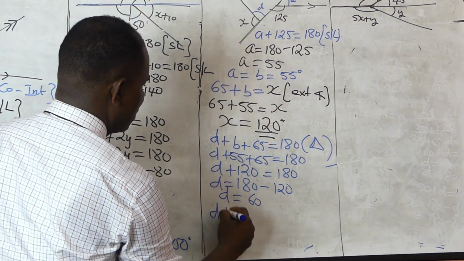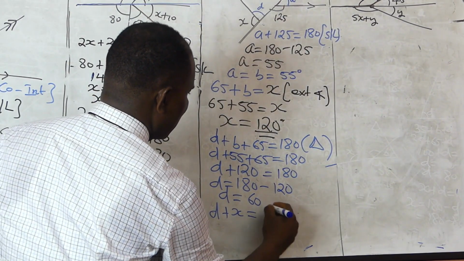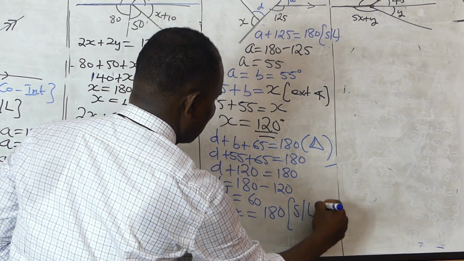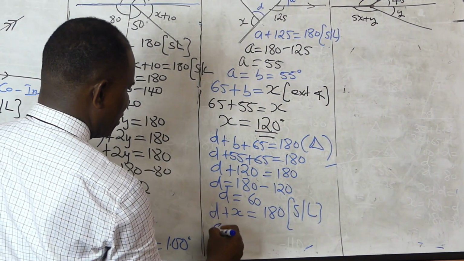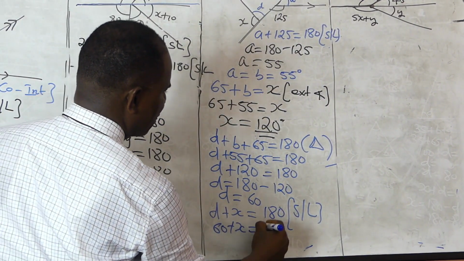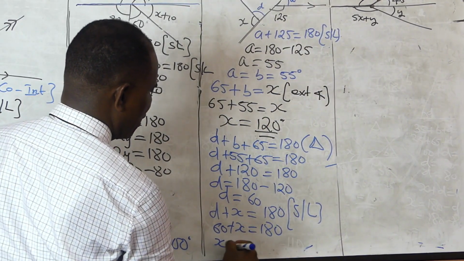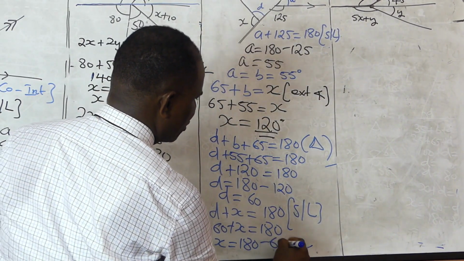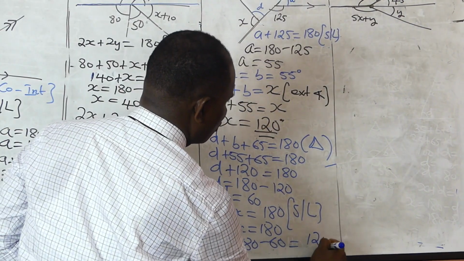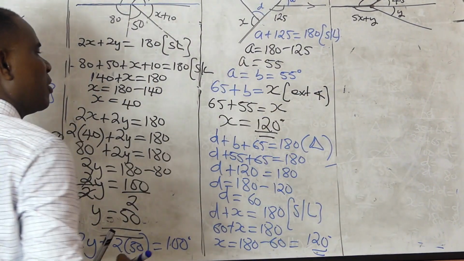I know D plus X must be equal to 180. That is angles on a straight line. Since I know D as 60, X is equal to 180 minus 60, which is the same 120 as before. So this is the alternative way you can solve that.